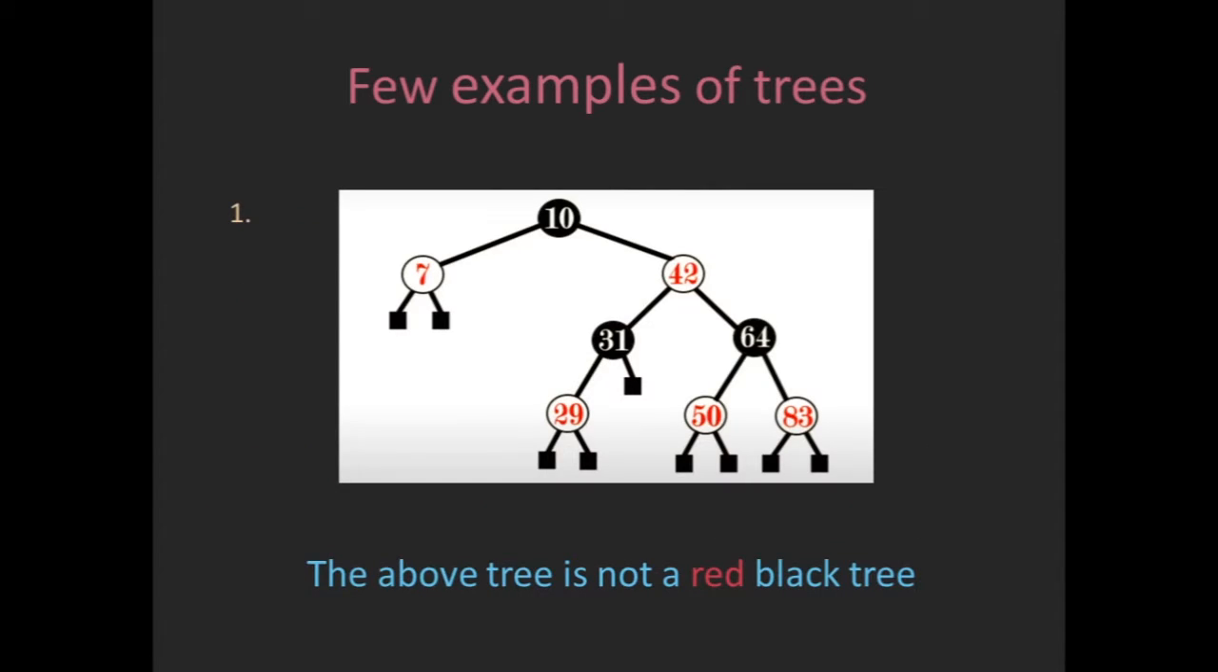Now, these are a few examples of trees. Let us see if they are red-black trees or not. So in this example, the root node is black. The children of red nodes are black, so those properties hold. Now let us see the black depth. For this external node, the black depth is 1. For this external node, the black depth is 1 plus 1, that's 2. So this is not a red-black tree.